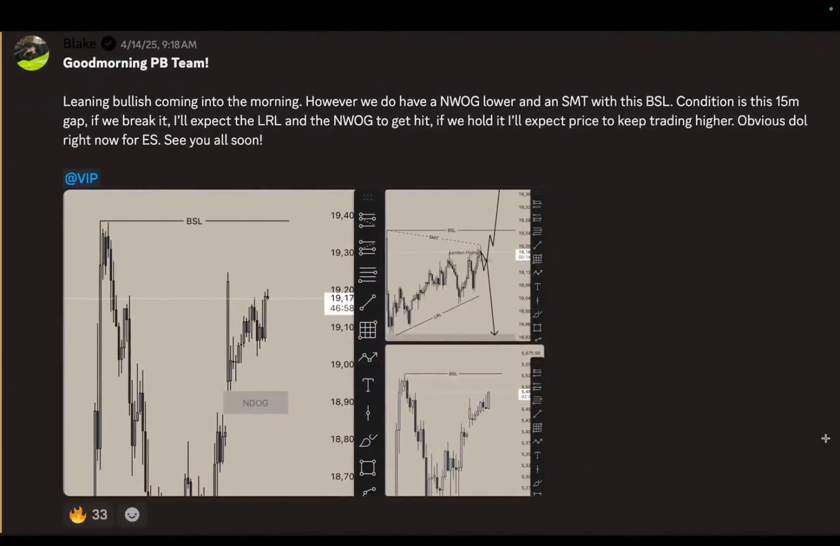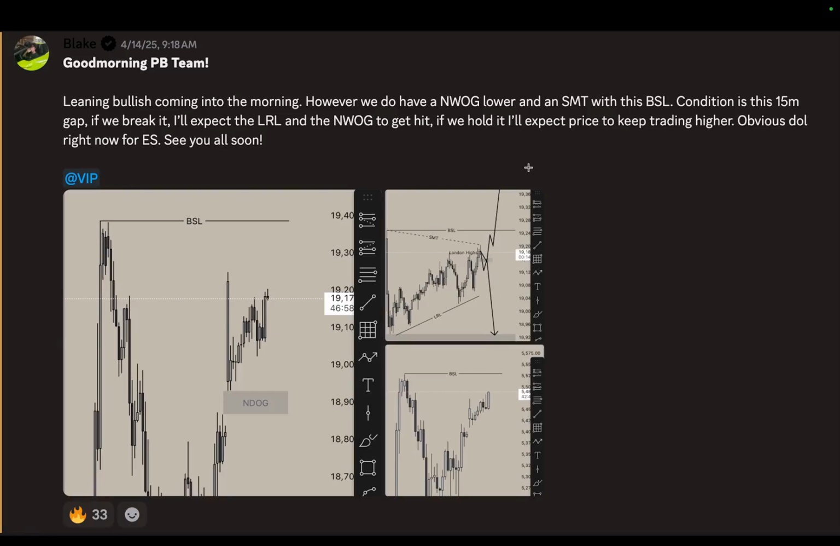So first off, we have this example. So good morning, PP team. Leaning bullish coming into the morning. However, we do have an NWOG lower and an SMT with this buy side. Condition is this 15-minute gap. If we break it, expect the low resistance liquidity and the NWOG to get hit, the new week opening gap. If we hold it, expect price to keep trading higher.